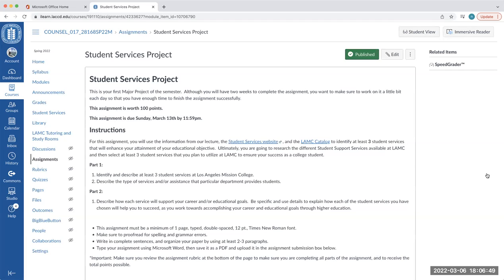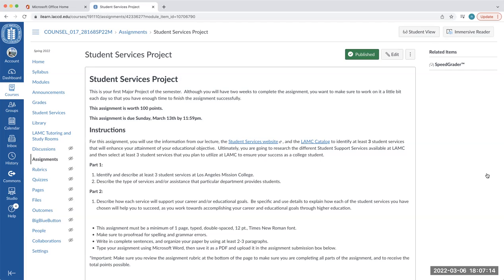And this week, your first major project is due, which is your student services project, which I had posted the instructions for last week. So hopefully you got started on it. Now, this is a big project, so you really want to make sure you do it. It's 100 points, and you're going to have 3 major projects throughout the semester. So it's good to do a little bit each day.